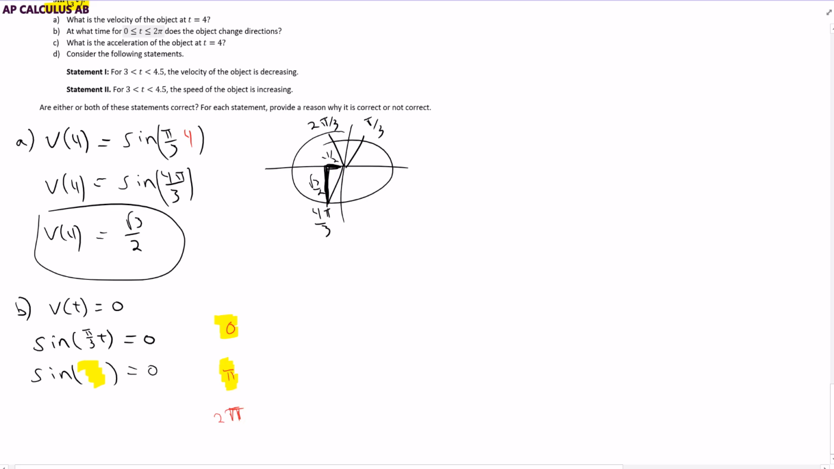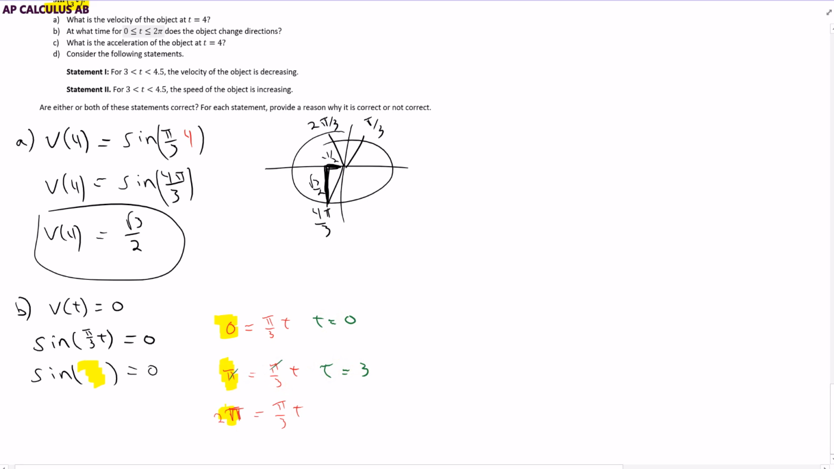But those are not my t values, right? I have to multiply my t values by pi over 3. So I need to say, what t value is going to make pi over 3 times t give me those yellow values, those values that when I plug into sine, I get 0. So I can set up these little equations. The first one's pretty easy to see, t equals 0. Multiply both sides by 3, divide by pi, you just keep getting 0. The second one, you multiply both sides by 3 and divide by pi, and the pi's cancel out, so you get t equals 3.